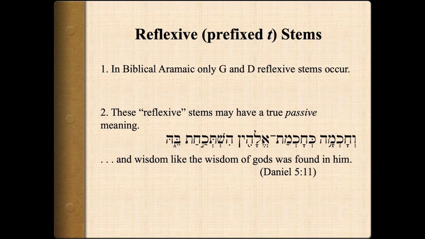In many cases, these reflexive stems may have a true passive meaning. For example, here we have hishtechachat, was found. A wisdom like the wisdom of gods was found in him, which is a true passive.